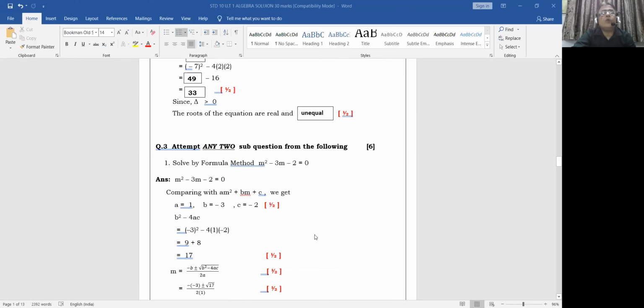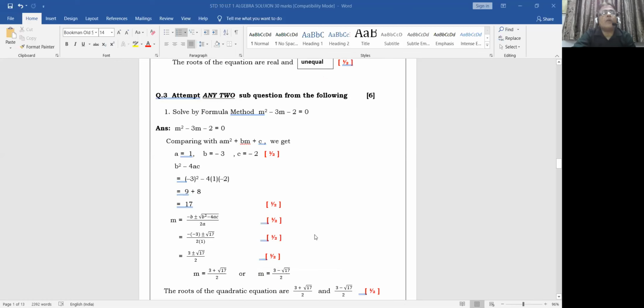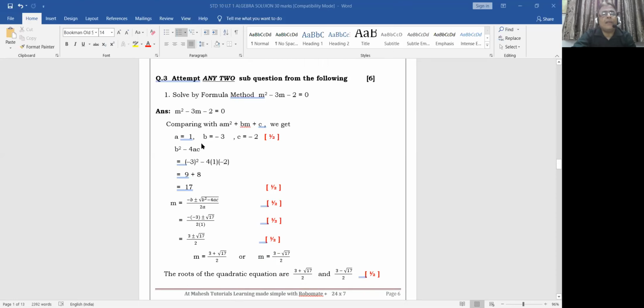Okay. Question number 3. Now, 2 questions for 3 marks. Solve by formula method. So step number 1. If you got the values of a, b and c, 1, minus 3 and minus 2, give half mark. Got it? Now, if you have written comparing with am square plus bm plus c, or if you have written ax square plus bx plus c, both are correct in board exam. Now, we found separately b square minus 4ac as we taught you in the lectures. So we get b square minus 4ac is 70.